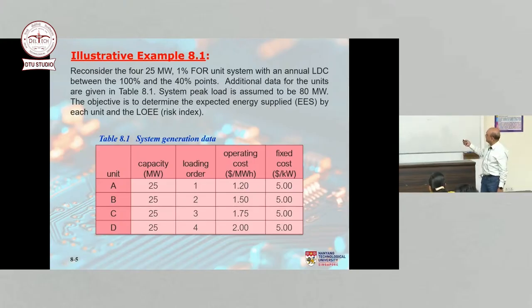So let's look at this system data, 25 megawatt, 1% FOR. You know how to calculate the COPT, correct? Now, this information here is not needed for our calculations for now, but I just want to explain a little bit on this. What are the operating costs in any system? What do they depend upon mainly? Fuel, correct. Operating costs depend on fuel. That's why they are variable. You can also call them variable costs. What about the fixed cost?